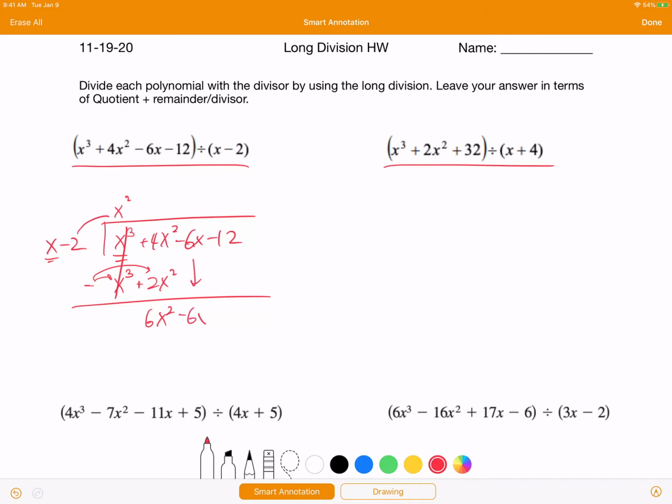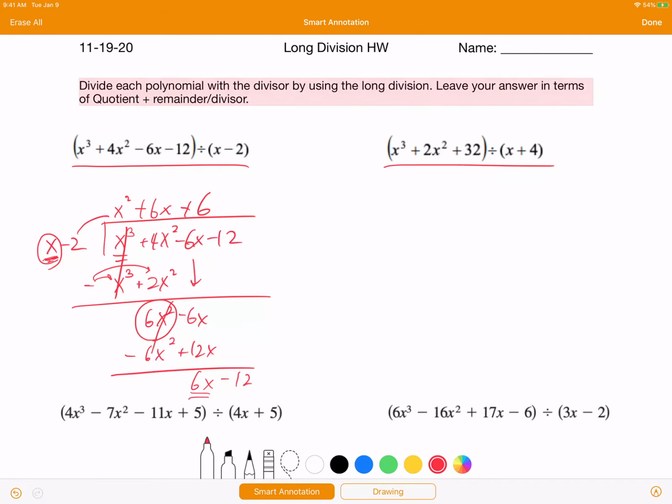Then you bring this down, and you ask yourself again, how many times can x fit into 6x squared? Well, that's plus 6x times, 6x squared minus 12x. Distribute the signs, and I get positive 6x minus 12. Then my final number would be plus 6, because x can fit in 6x 6 times. 6x minus 12, and if you subtract them, I get a remainder of 0, which means this would be my correct answer for the first question.